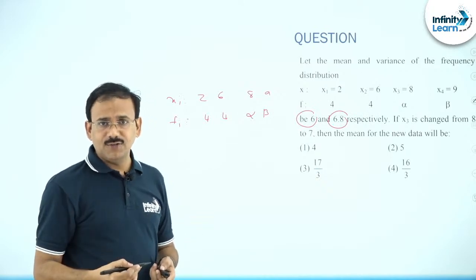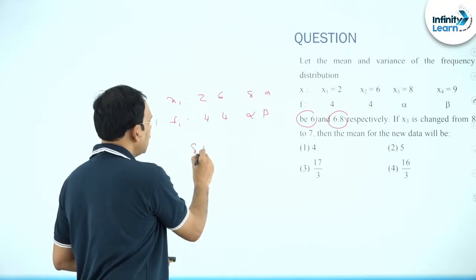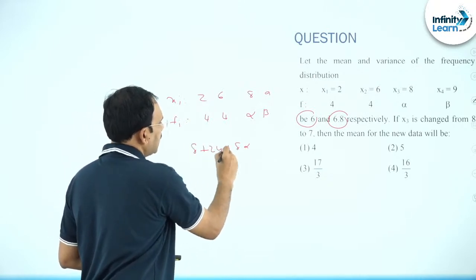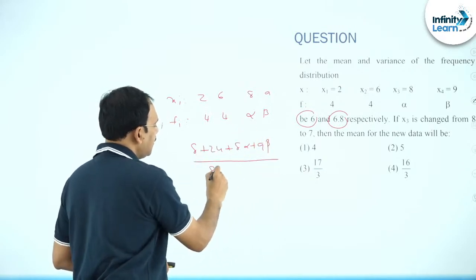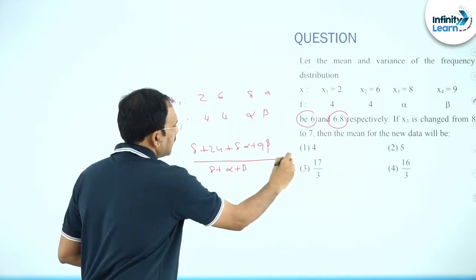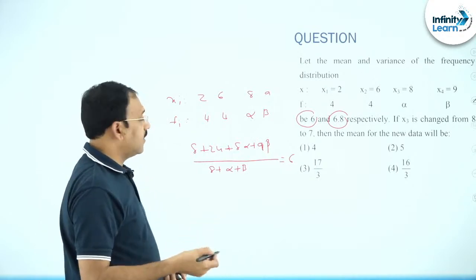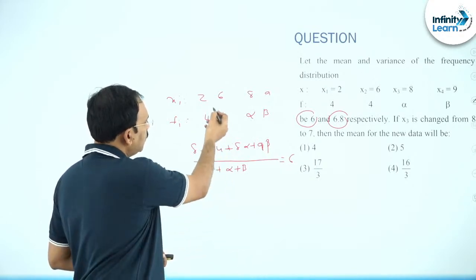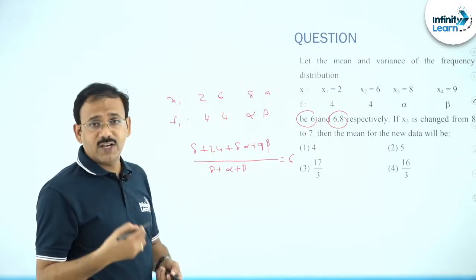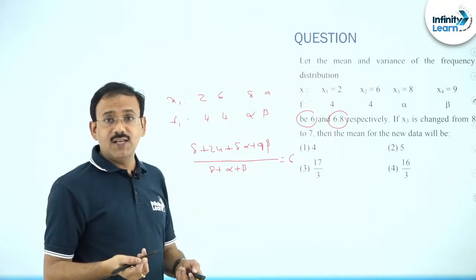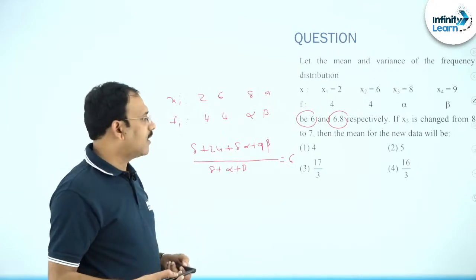Just now we have done the mean of this kind of data. How to find mean? 2 into 4 is 8, 6 into 4 is 24, plus 8 alpha plus 9 beta, by the sum of the items, 8 plus alpha plus beta, is given as 6. From this you will get a linear equation in alpha and beta. As well, for variance you will get sigma xi square by n minus (sigma xi by n) whole square. If you apply it, you will get one more linear equation in alpha and beta. You need to solve, then you will get alpha and beta values.